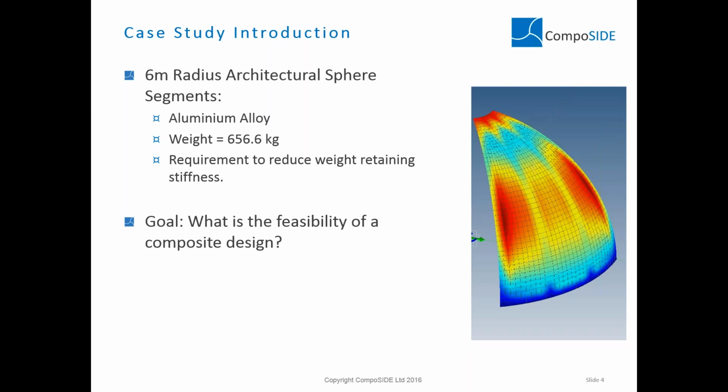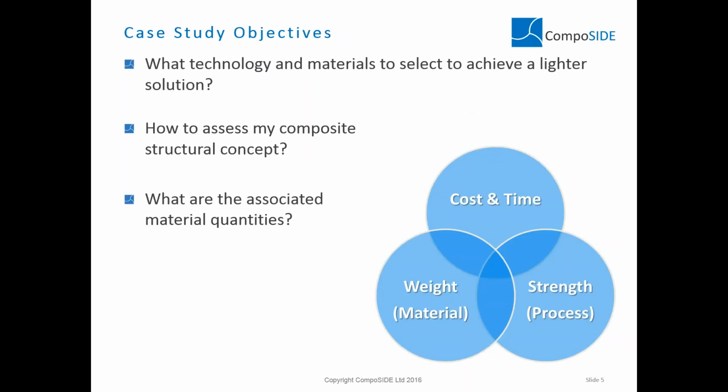So how would you approach this problem efficiently with minimal knowledge of composites? First we're going to run through a few questions to get you thinking about how you'd approach it and how CompoSIDE can help you with that. So let me introduce the main questions. What technology and materials are to be selected to achieve a lighter solution? If you're using a metallic structure, you may be asked to reduce the weight or improve the structural performance of your products, or you may simply want to offer a premium product for some of your clients. Composites are a very straightforward way to achieve these goals.